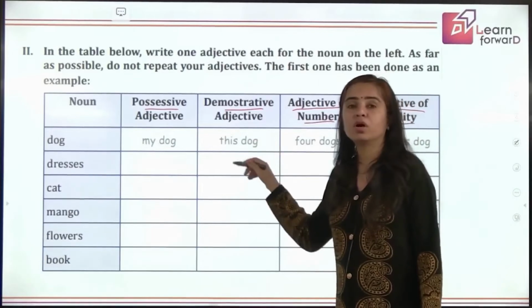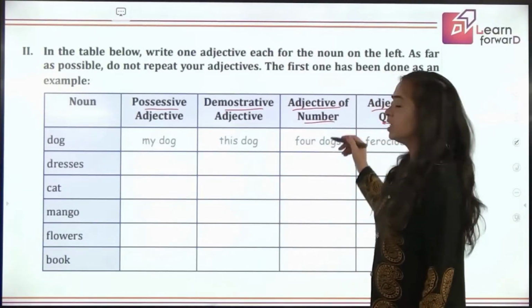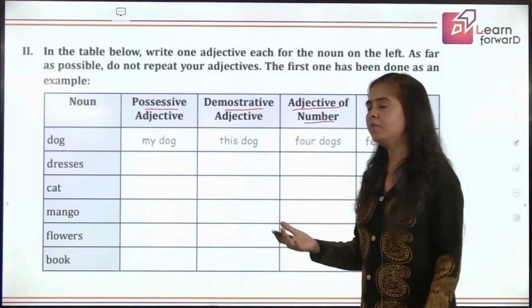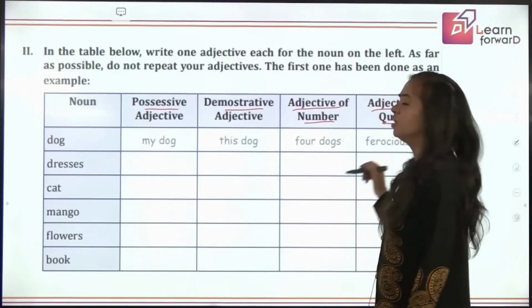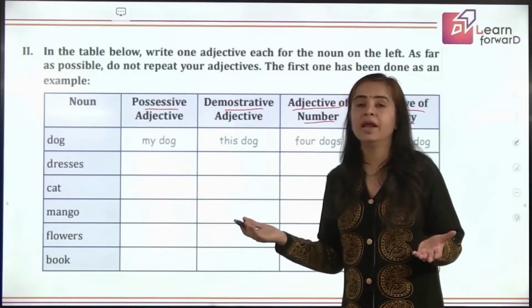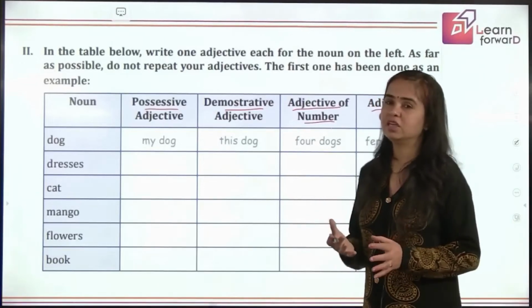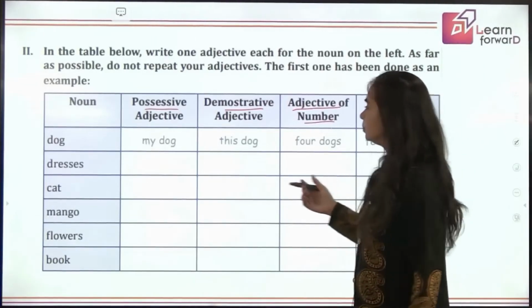But because dog is singular, we cannot use these, those, remember. Then the adjective of number, it can be any number of dogs. And then the adjective of quality, it's saying ferocious. You can use any of the adjectives, hungry, lovely, or whatever adjective you feel about that dog.